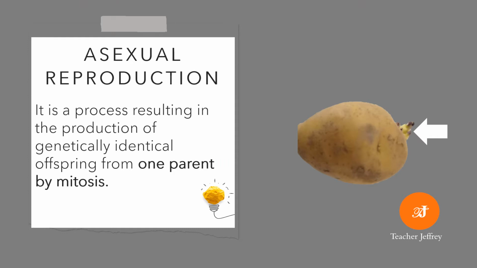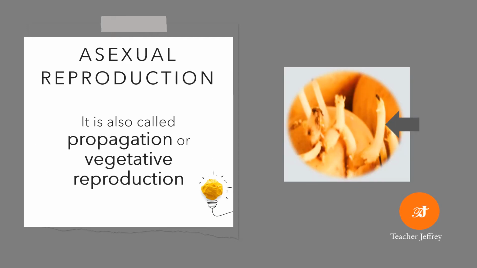We will now describe asexual reproduction. Asexual reproduction is a process resulting in the production of genetically identical offspring from one parent by mitosis. An example of which is the potato. It is also called propagation or vegetative reproduction.